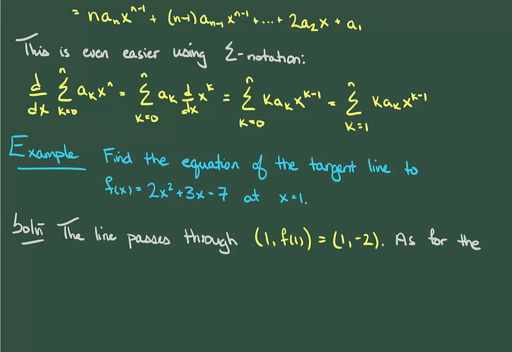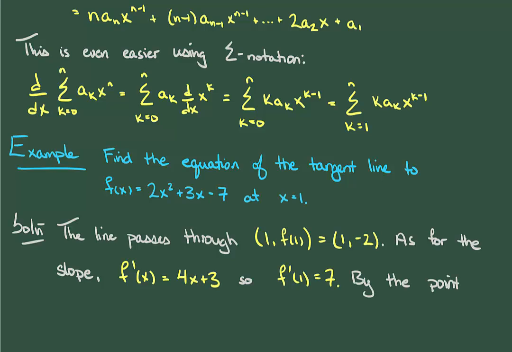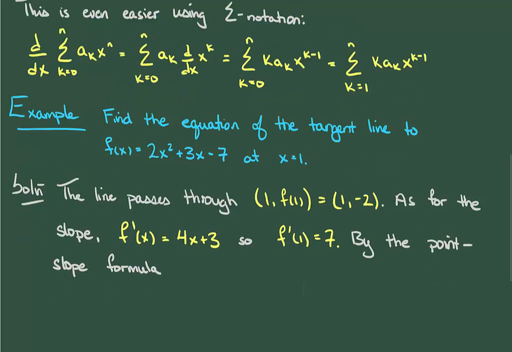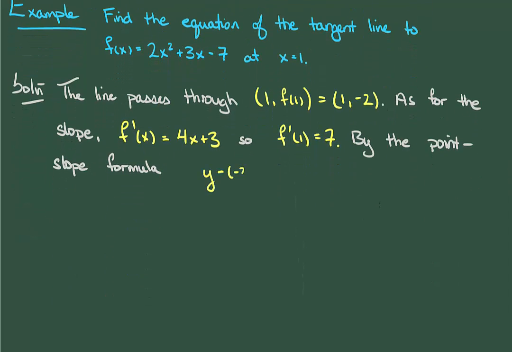The slope is given by the derivative of f at 1. Our conversation above tells us that the derivative of f is 4x plus 3, in which case f prime of 1 is equal to 7. Putting it all together with the point slope formula gives the equation y plus 2 is 7 times x minus 1. Alternatively, in y equals mx plus b form, we would get y is equal to 7x minus 9.